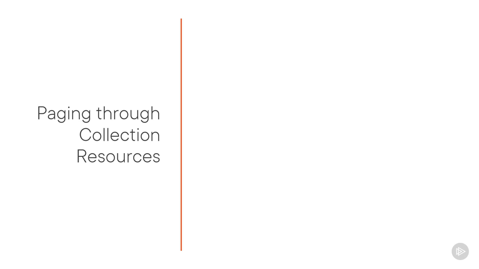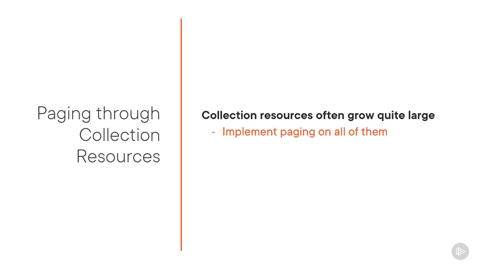Most APIs, like ours, expose collection resources, authors and courses in our case. And these collections can grow quite large. It's considered best practice to always implement paging on each collection resource, or at least on those that can also be created. This is to avoid unintended negative effects on performance when the collection resource grows.